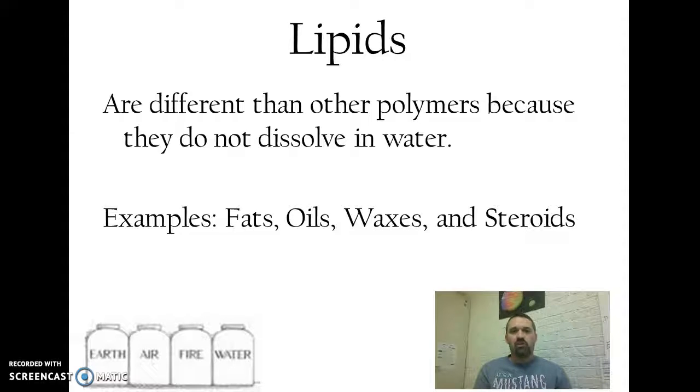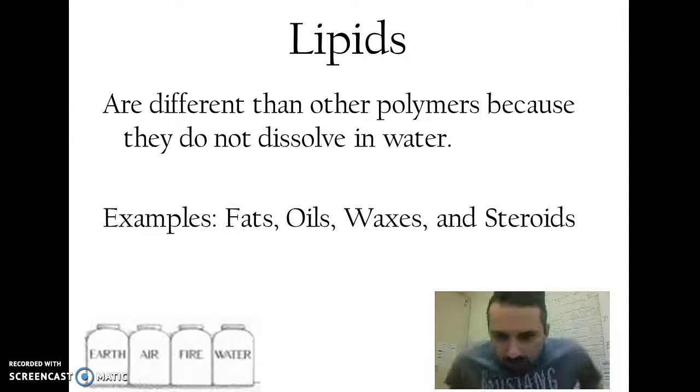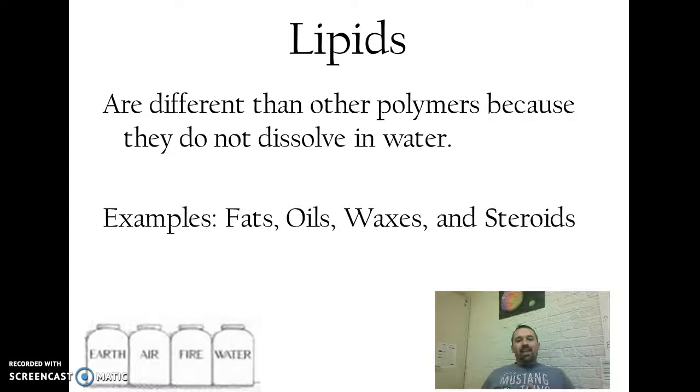All right, so lipids. These are the weird polymers. These are weird because they don't dissolve in water. The other polymers can dissolve in water. These don't. So examples of these are fats, oils, waxes, and steroids. And so they usually float on top of water. That's where we usually see them because they're less dense than water is. All right, let's move on.